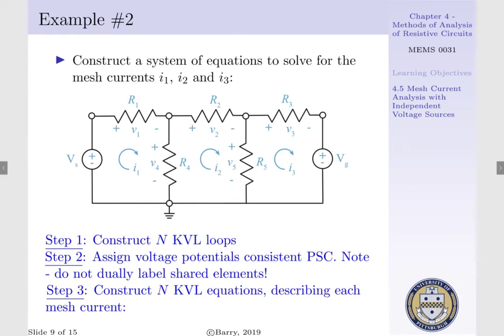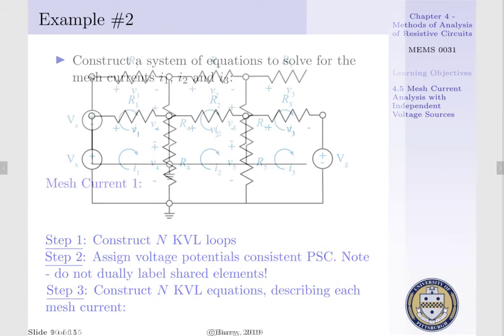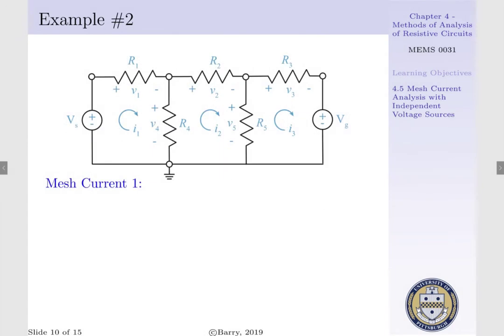Step 3 is to construct n KVL equations. That is, we will have 3 KVL equations starting with mesh current 1 in our bottom left-hand corner. We enter the negative terminal of our voltage source, so we'd have minus Vs plus V1 plus V4, or V1 plus V4 is equal to Vs.